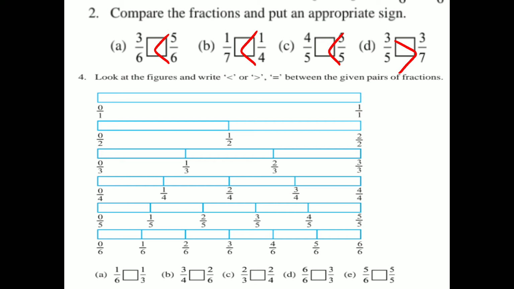Now students, we do question number 4. In this, you have to put a sign as you have done in question 1 and 2. 1 by 6 and 1 by 3. Which is the greatest one? When the numerators are same, the denominator which is the smallest one will be considered biggest. So 1 by 3 is greater.